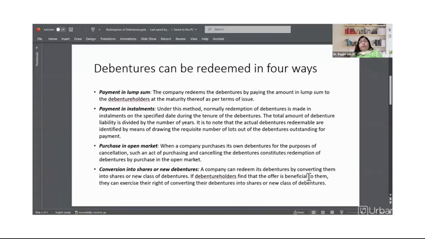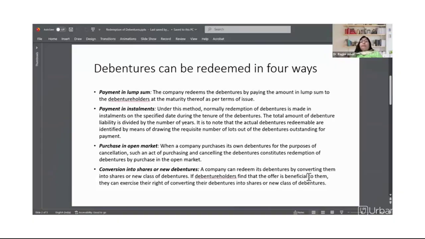Now, this is as per the discretion of the company, and at the same time the consent given by the debenture holder that the company can redeem its debentures by converting them into shares or new class of debentures. See, this happens. And why?